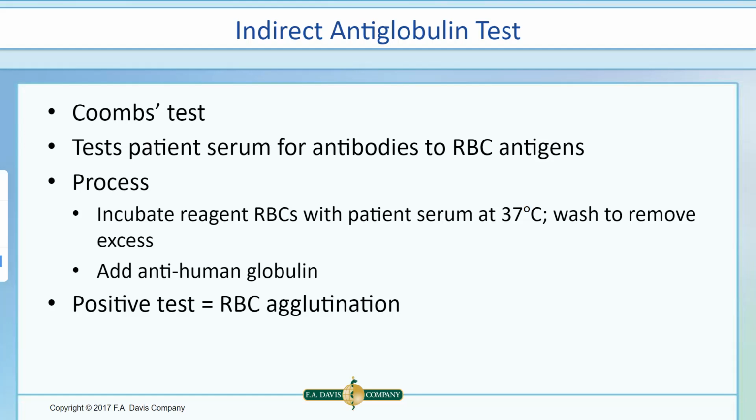The indirect antiglobulin test, also known as the Coombs test, tests the patient's serum for antibodies to red blood cell antigens. The process: incubate reagent red blood cells with patient serum at 37°C, and wash to remove excess. Then you add anti-human globulin. A positive test would be red blood cell agglutination.